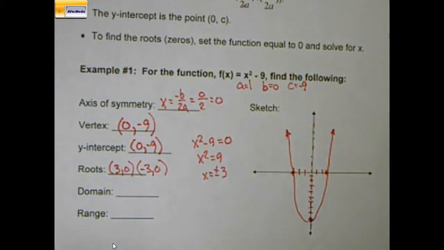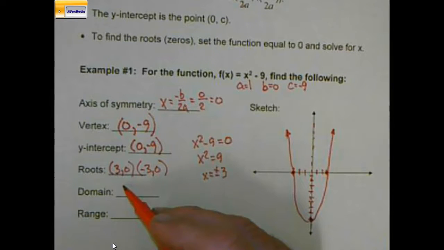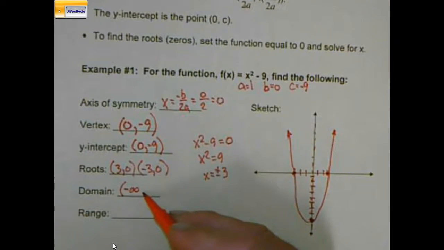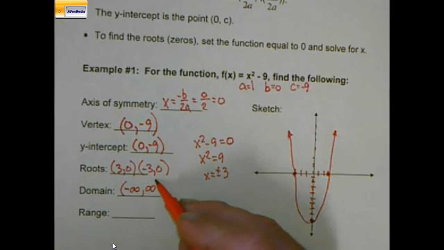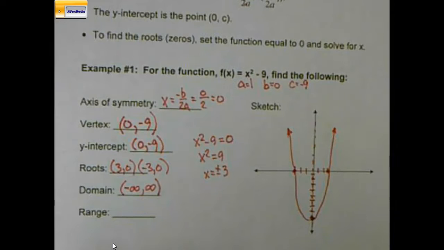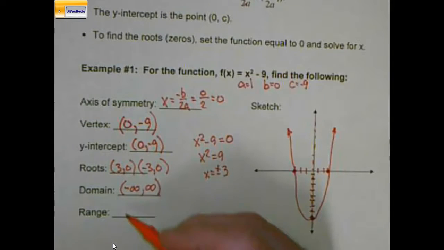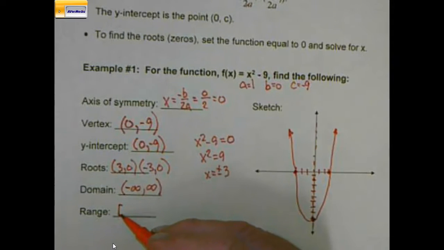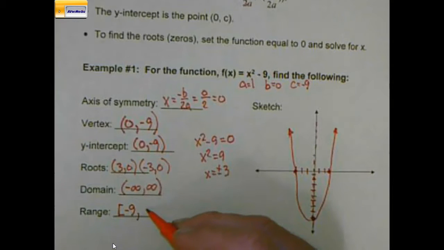Based on this information, we can look at it and we should be able to see that our domain goes from negative infinity to positive infinity. Remember, we use parentheses because we don't ever get to infinity. Our range, we start at negative 9, and yes, negative 9 is included, so it is in a square bracket. And our graph continues to go up, so it goes up to infinity, and we use parentheses.